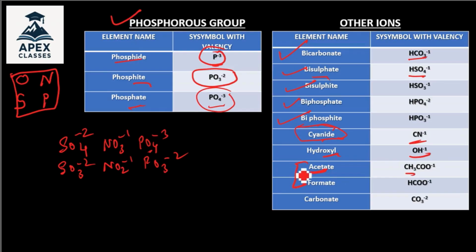So cyanide is CN⁻, hydroxyl is OH⁻, and acetate is CH3COO⁻. These are the organic part, which comes very often in your exam. Formate is HCOO⁻, coming from the word formic acid. Last is carbonate, CO3²⁻. Sulfate is SO4²⁻, carbonate is CO3²⁻, and bicarbonate is HCO3⁻. I hope the anion part is clear to you. Now let's go to the mechanism part: how are these anions getting formed?